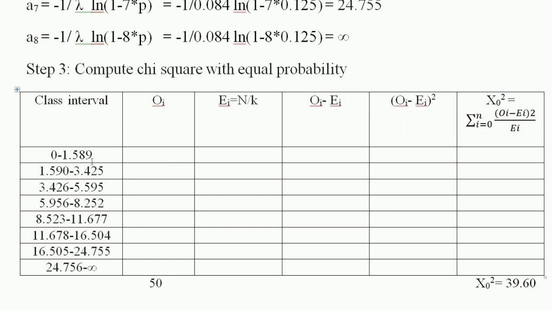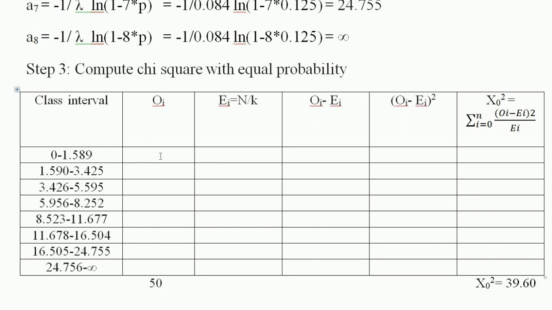Like this we got the 8 intervals over here, that is from 0 to 1.589, and from 1.590, that is the next value, to 3.425. Next value is 3.426 to 5.595. Like this we calculated all the 8 intervals using the formula here, so from 0 till infinity.